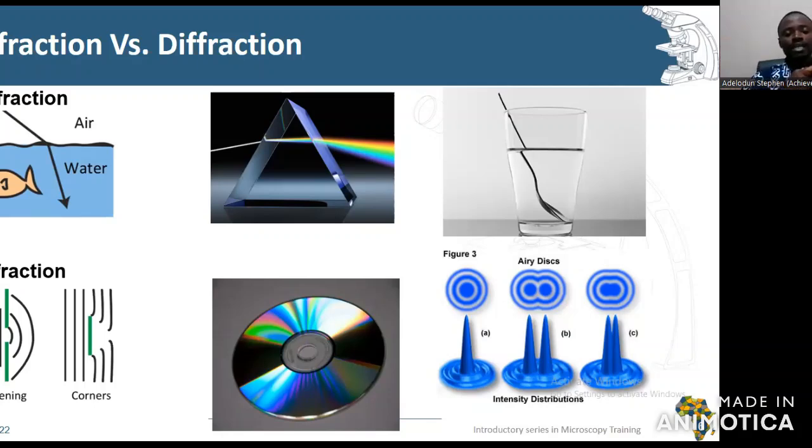An example of that is when light is shone on a CD or a DVD. At the back, we have the spaced track. So when it shines on it, it comes out, or let me say it is diffracted, and the result looks like a rainbow, which all of us have observed at one time or the other.